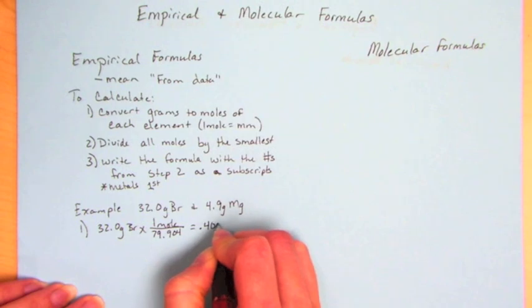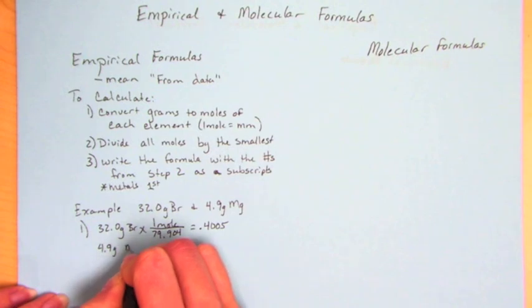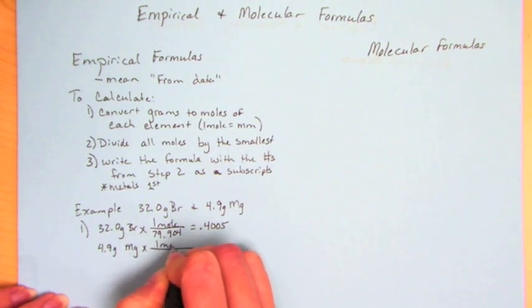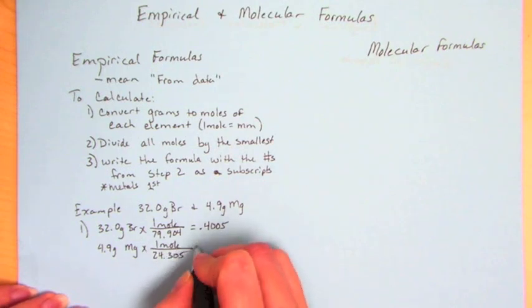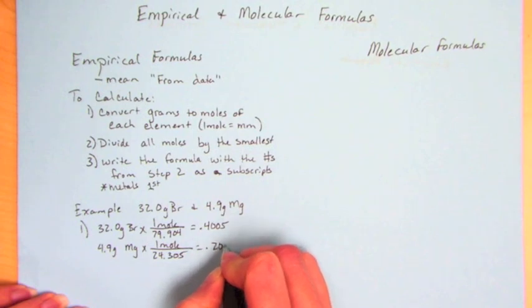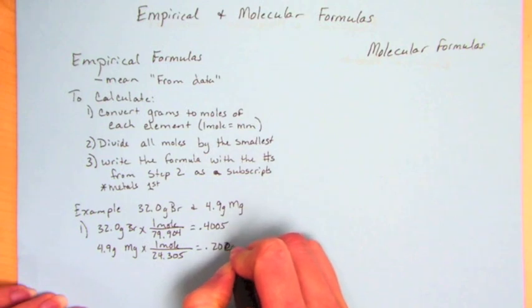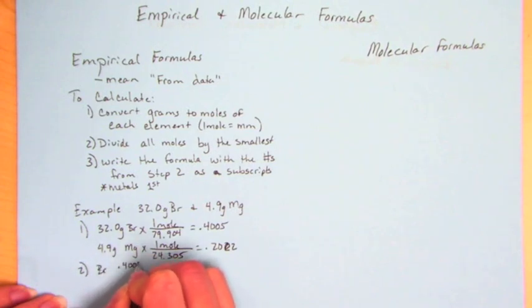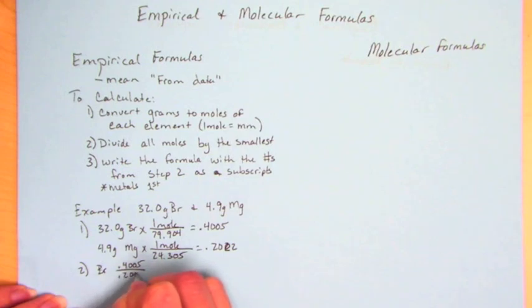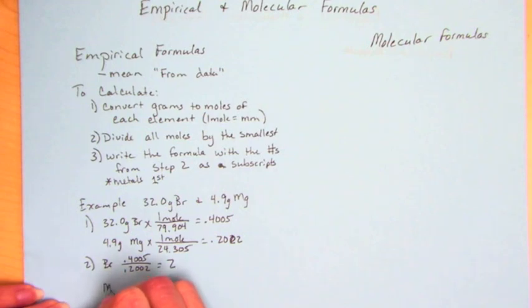Then for the 4.9 grams of Mg, we're going to use 1 mole over 24.305 because that is the molar mass from the periodic table. And we get 0.2002 moles. Step 2, divide each by its smallest. So for Br, we will do 0.4005 divided by 0.2002, and we get roughly 2. For Mg, we do 0.2002 divided by 0.2002, and we get 1.